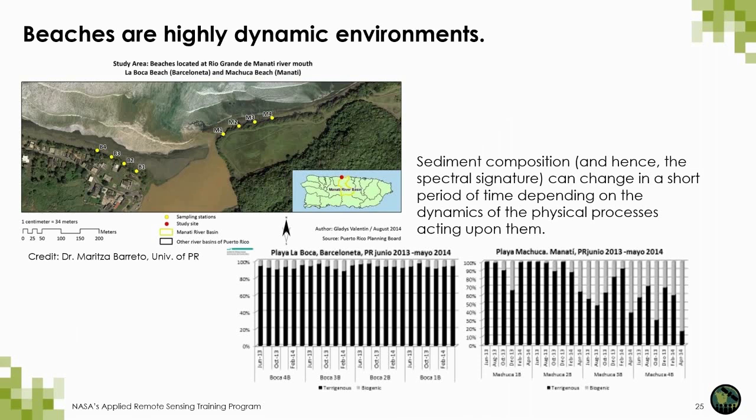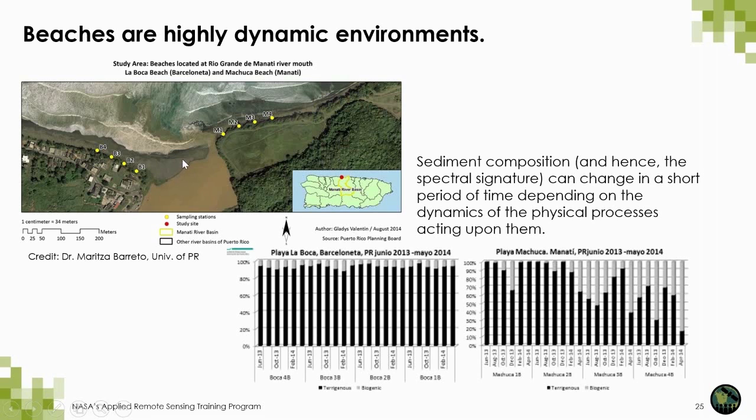And kind of along the same lines, here's some of the data that we have been collecting in Puerto Rico. We collected this as part of a NASA-funded project some years ago. And you see here are two different beaches. In this particular case, La Boca Beach on the west side of the Manatee River mouth here, and Machuca Beach on the east side of the river. And here's a graph that shows the different composition of sediments in particular.